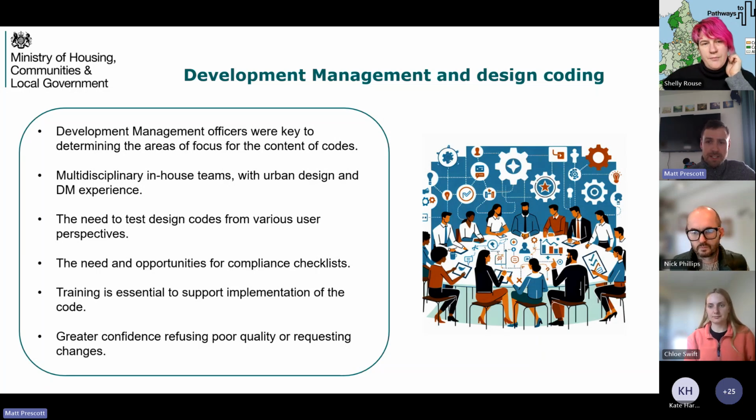In terms of training, it's also essential to not only familiarize DM teams with the content of a design code, but also how it fits into the decision-making process. I think this also links through to how they actually go about monitoring the code as well, and supporting that through the decision-making process. And then finally on this, another real positive was that Pathfinders have said that design codes have given their development management officers much more confidence to refuse development which wasn't meeting their expectations for design, or greater confidence to request that changes were made to be in line with what the code was requiring.